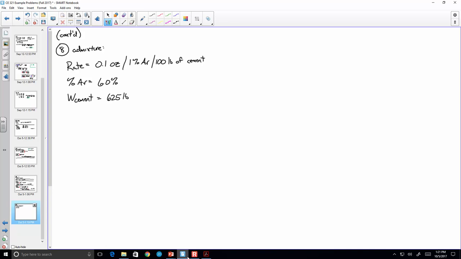So to determine the volume of our admixture, I propose that we take 0.1 ounces over 1% air, times 6% air, times the following. Now that will generate 6% air for every 100 pounds. Well, we have 625 pounds. So I propose divide.